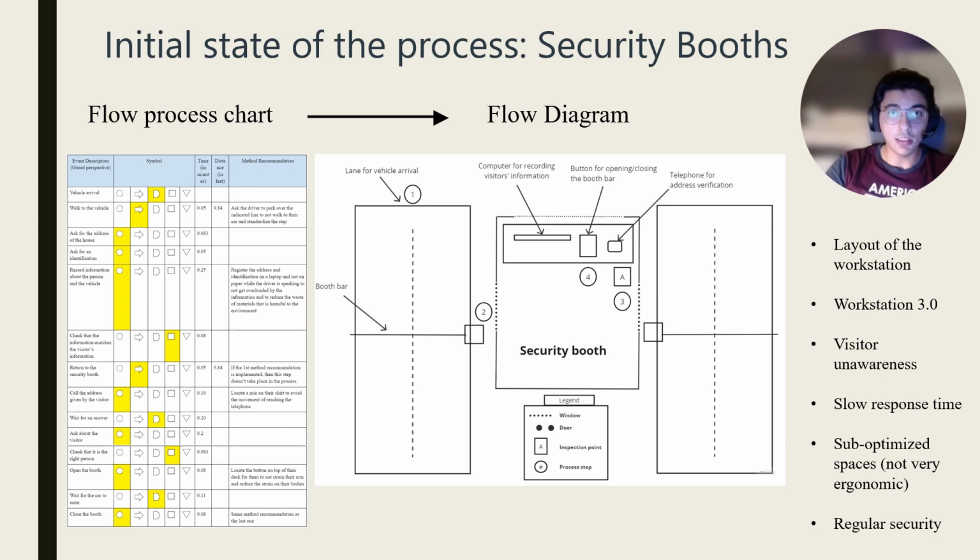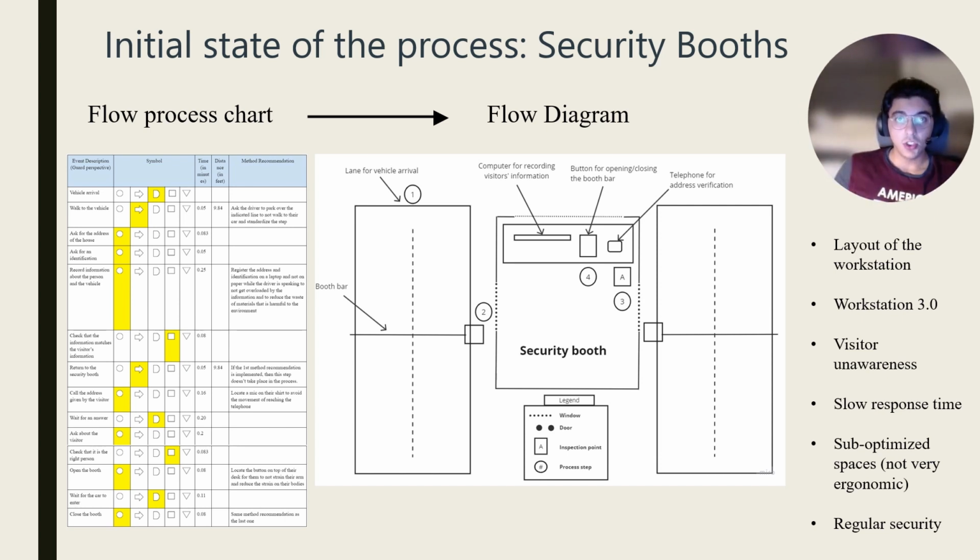As shown in the left side of the presentation, a flowchart process was done in order to diagnose the process that security booths involve. This tool describes the steps of the process, the recycle times, the distances between, and the suggestions to minimize Mura, Muda, and Muri. Based on this, we created a flow diagram based on an actual security booth found in the neighborhood of Bosquencinos in order to visualize better the workstation in question.